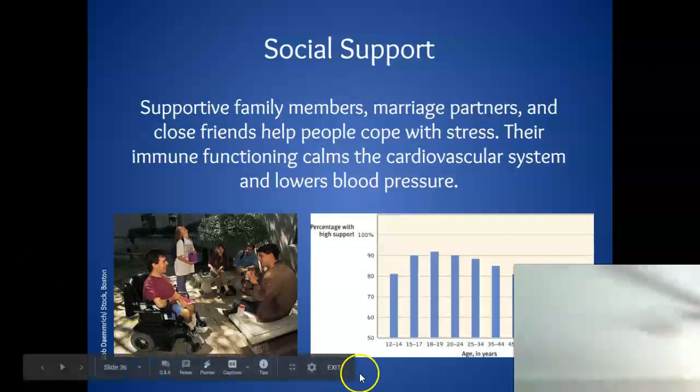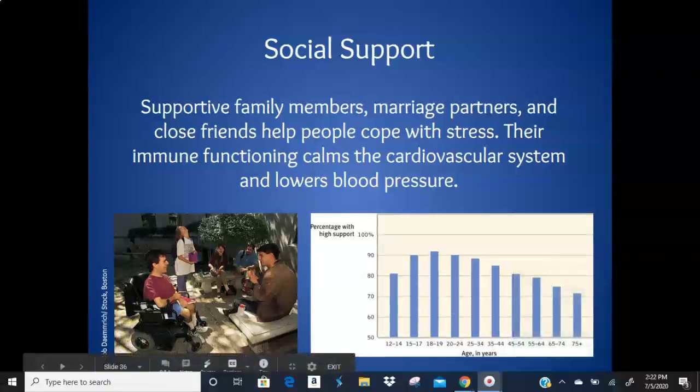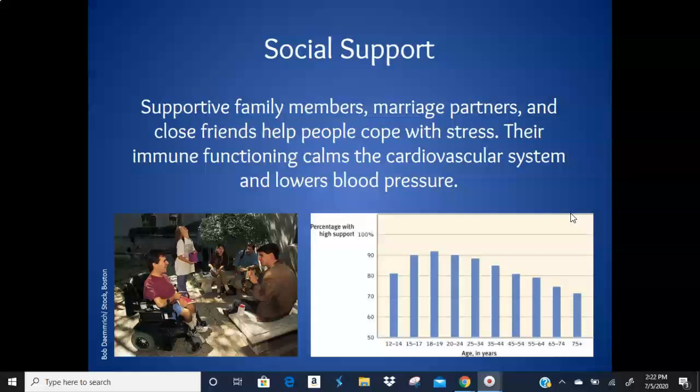The other thing that we find really important is social support. If you have a supportive family or a marriage partner or close friends, they can help you cope with stress. Those people's immune functioning is better, and they calm the cardiovascular system and end up lowering their blood pressure. So think again, what happens when you're with your friends? Do you laugh a lot? Do you have a good time? Do you feel connected and that gives you a sense of peace?